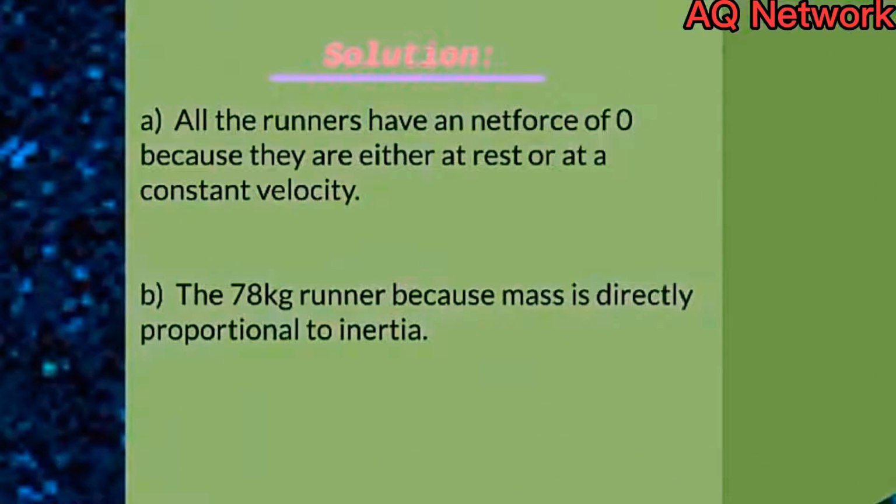B. Since we know the mass is directly proportional to the object's inertia, it can be concluded that the runner with the mass of 78 kilograms has a greater inertia since they have a greater mass out of all three runners. Since we know mass is directly proportional to inertia, the greater the mass, the greater the inertia.